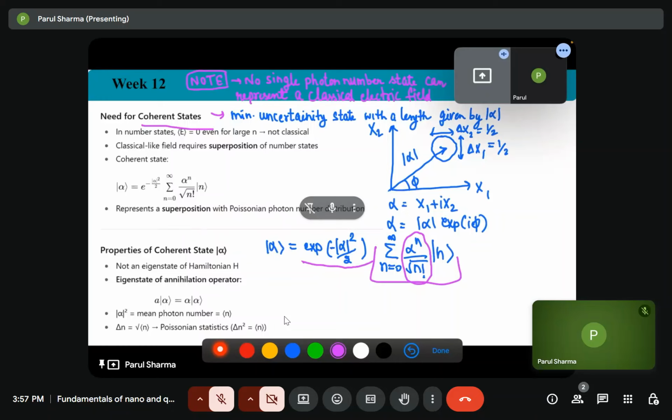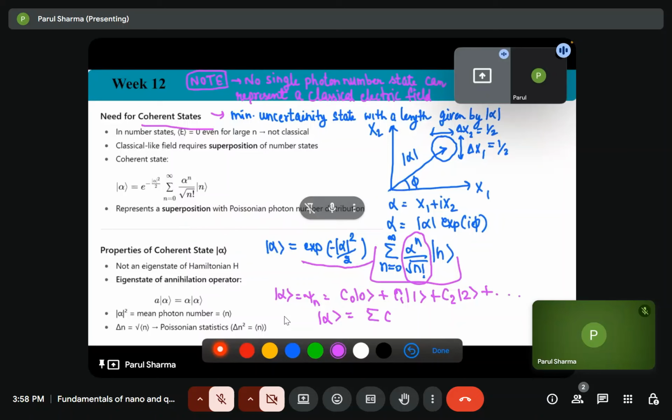So we can write any state as a superposition of number states. Suppose we have psi n is equals to c naught. So c naught is the coefficient for the zeroth ground state, c1 is for the first state, and like this. Suppose this is alpha.